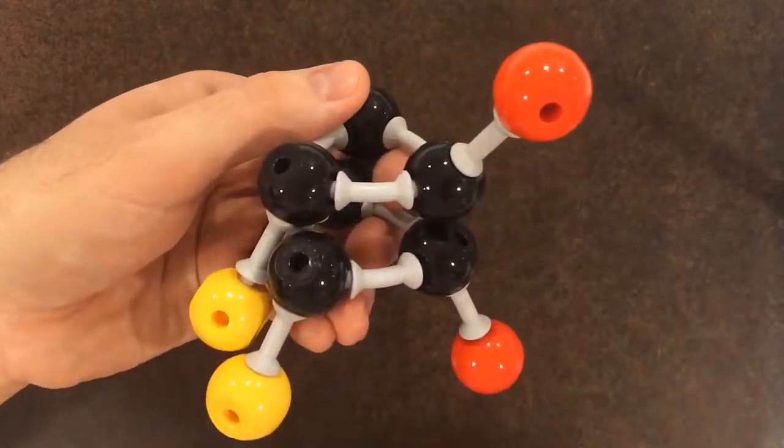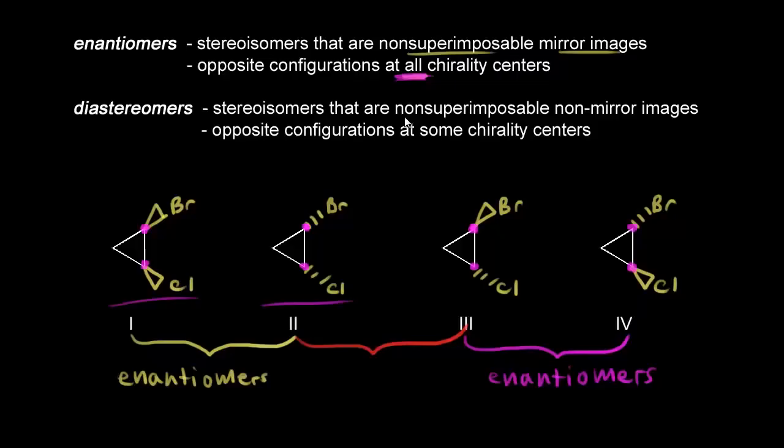These are diastereomers. We saw in the video that 2 and 3 are non-superimposable, and they're also non-mirror images. Therefore, they are diastereomers. Let me write that down here. So 2 and 3 represent a pair of diastereomers. And diastereomers have opposite configurations at some chirality centers.